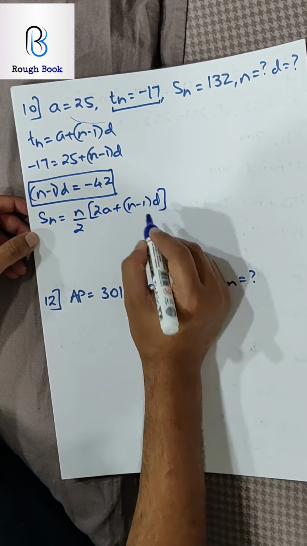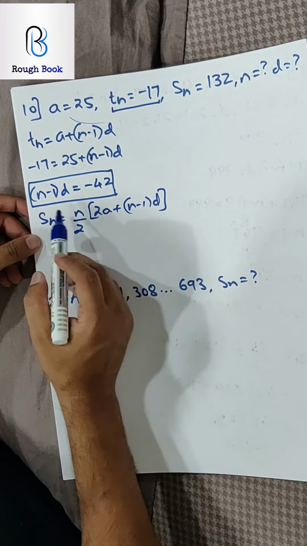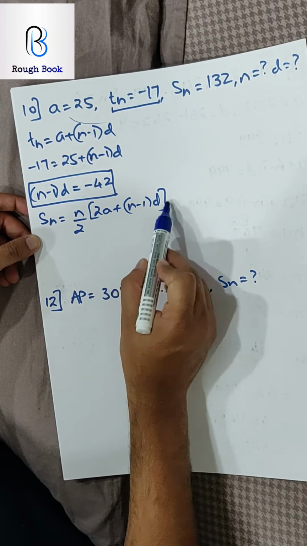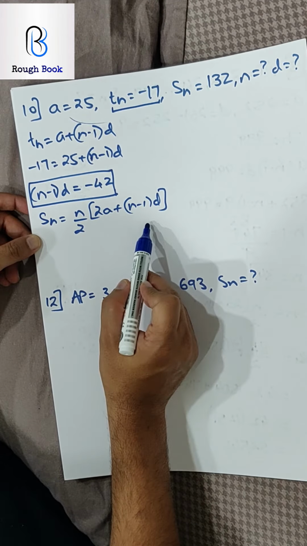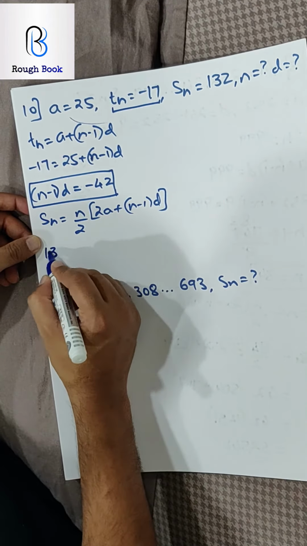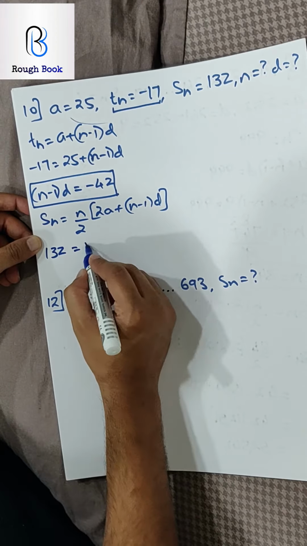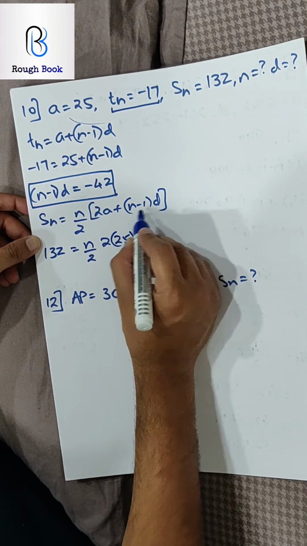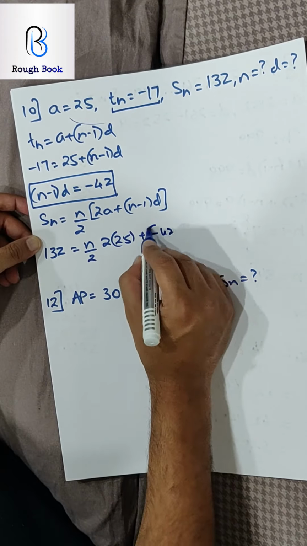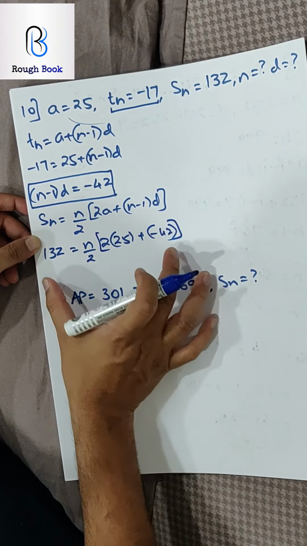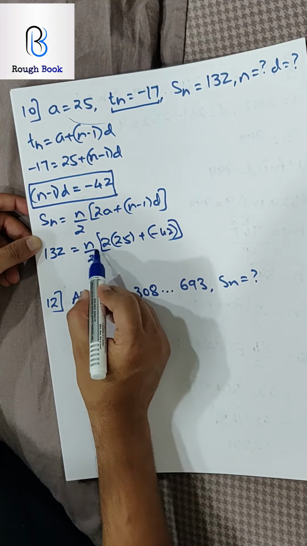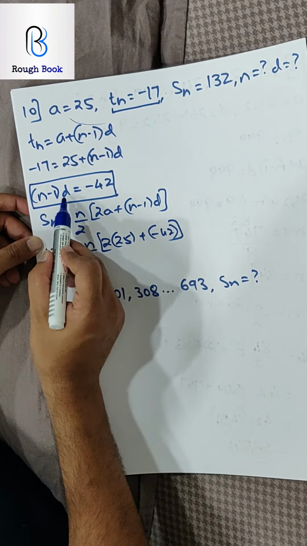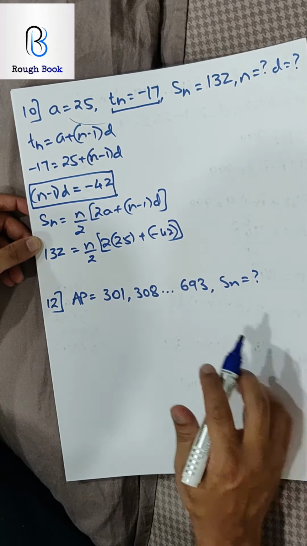Yeah, look at the two parts. Any clue? Super. (n minus 1) into d. Substitute this entire part as minus 42. Okay. So Sn is 132, n is unknown by 2, 2 into A is 25, and this entire thing will be minus 42. Yeah. Solving this now, I will be able to get the value of n. Once I get n, I will substitute that here and get the value of d. Easy? Come on, go ahead.